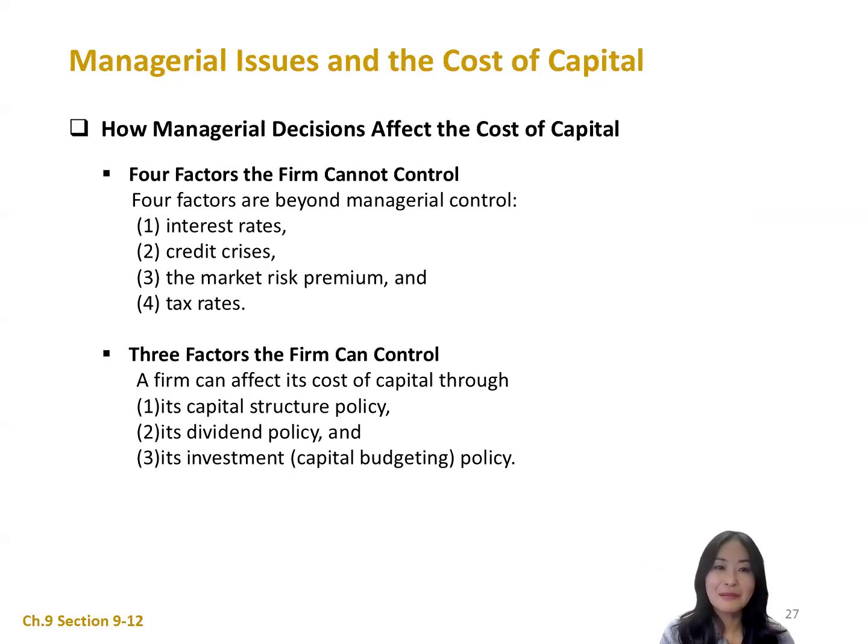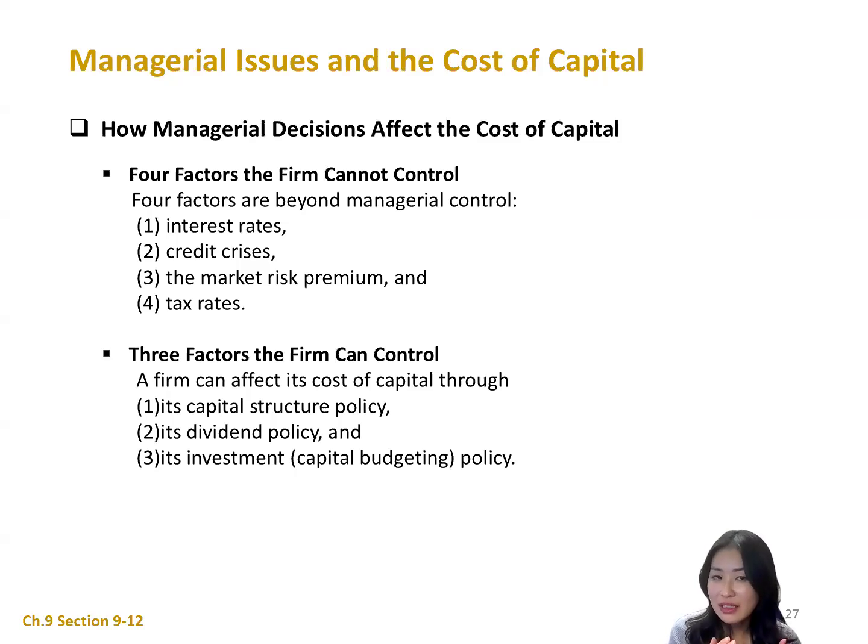Okay, 4 factors beyond managerial control. While a firm can make strategic decisions, some external economic forces directly impact the cost of capital. First is interest rates. Interest rates are set by the central bank and the broader economy. When interest rates rise, the cost of debt financing increases, making borrowing more expensive. And second is the credit crisis. A credit crisis occurs when lenders become risk averse.